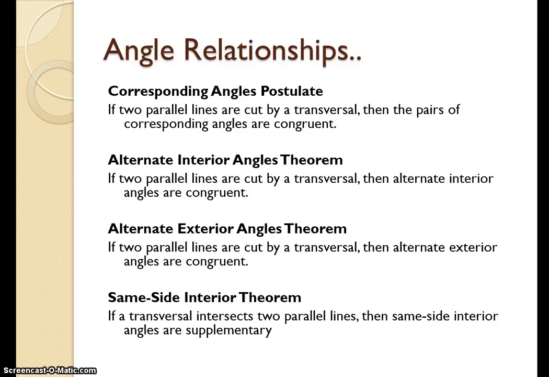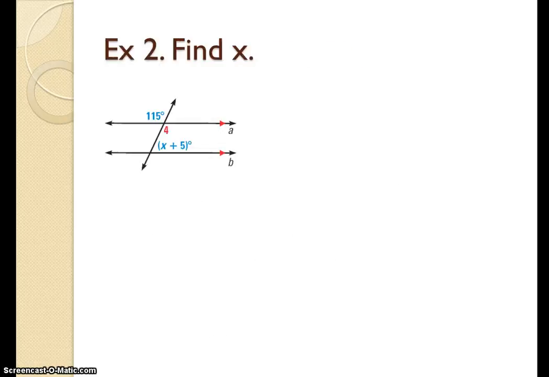The only one that's going to be different is the same side interior. That's the only one where it's supplementary. And what does that mean? 180 degrees. So pretty much everything is congruent except for the same side interior. Those are the only ones that are different. So let's take a look at an example on how this is used.